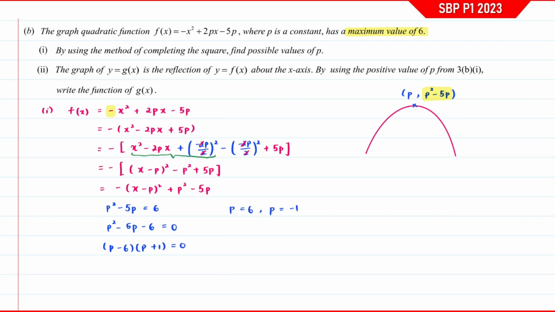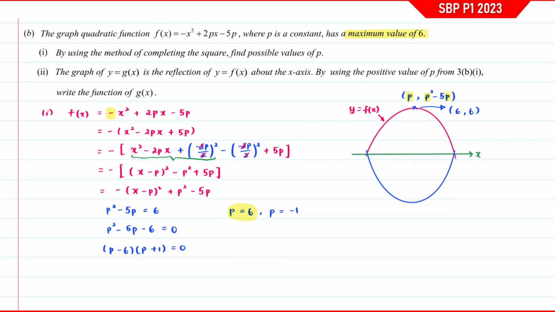Number 2, the graph of y equal to g(x) is the reflection of y equal to f(x) about the x-axis. By using the positive value of p from 3b1, write the function of g(x). So here the positive value will be p equal to 6. So if you substitute the p here with the value of 6, then the coordinates of the maximum point here will be 6, 6.